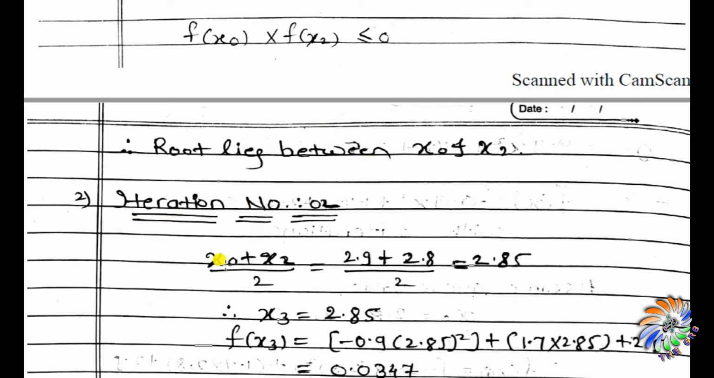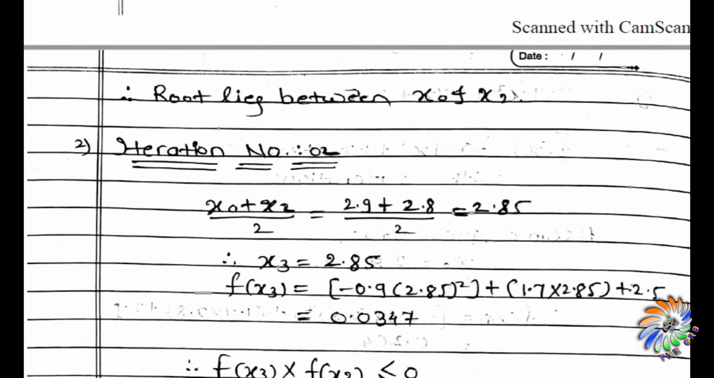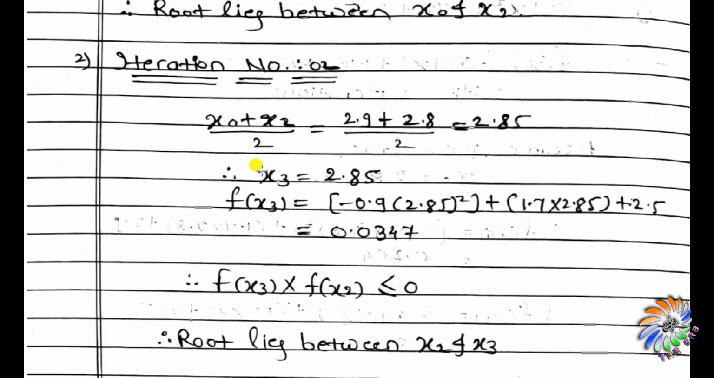Now iteration number 2. In iteration number 2, again the iterative formula we have to use. Now we are going to solve by these two values, x0 and x2. So the x0 value was 2.8 and the x2 value 2.9. So their average is 2.85. Here we have found the value of x3 now.